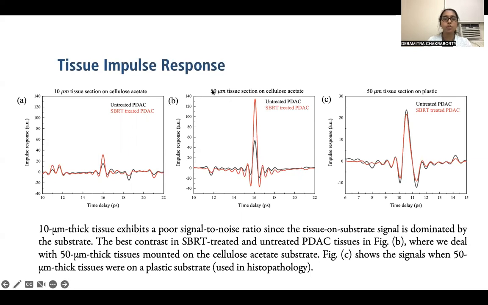In figure B, we show the difference between these two groups for a 50 micrometer tissue mounted on a cellulose acetate film. And C gives you a 50 micrometer tissue section mounted on a plastic substrate. And you can see here that B gives us the best distinction between the untreated PDAC and the SBRT treated PDAC. So we choose this as the best combination for characterizing untreated versus SBRT treated PDAC samples.